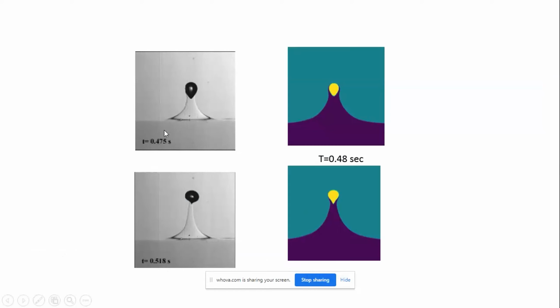You can see that as the bubble rises, it pulls a column, a jet, of heavier fluid behind it. You can see how nicely this multiphaseInterFoam solver is capturing it at almost the same time steps as the experiment.